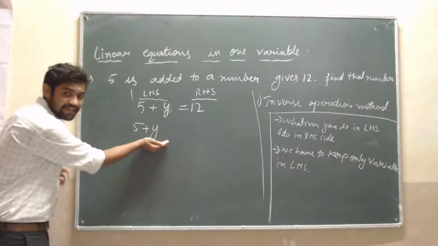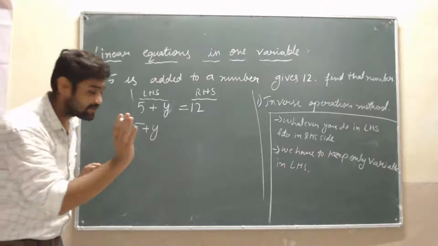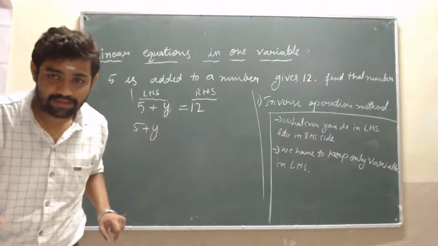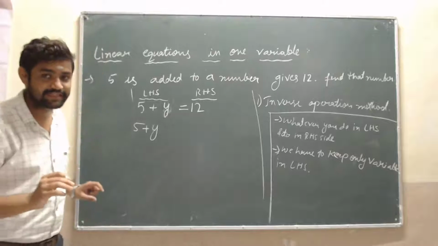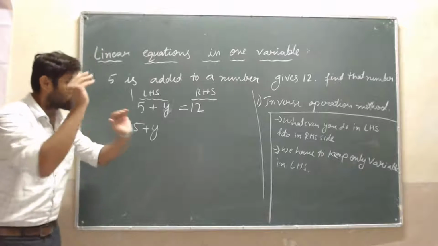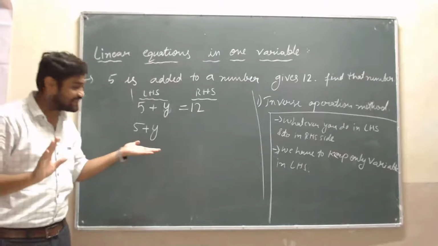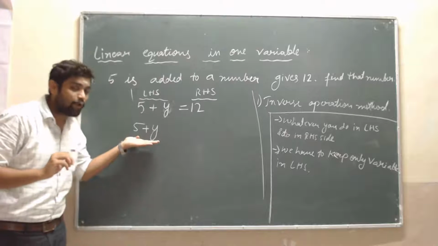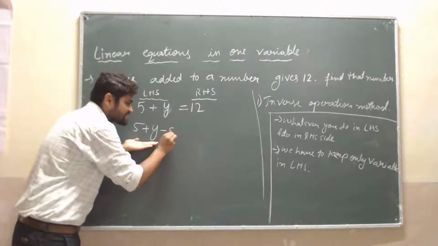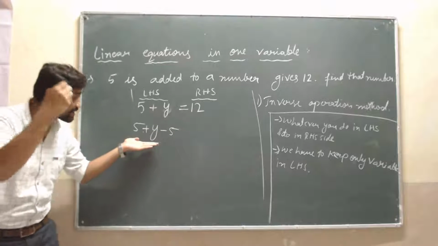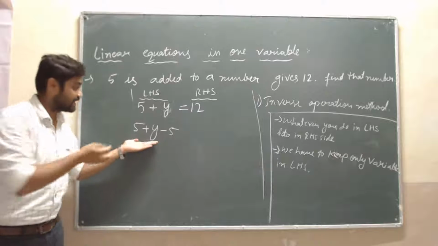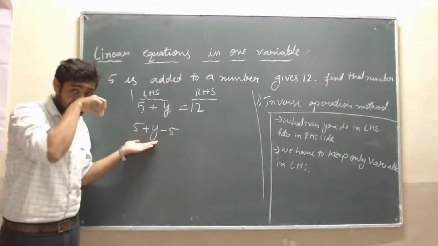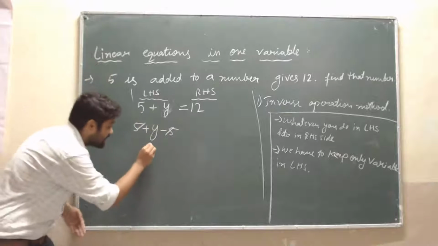We need only y. To have only y, what should I do? Yes, it's okay. See here, y is equal to 1. So we have to keep only the variable on the LHS side. Here the LHS side is 5 plus y. To keep only y, I will do minus 5. Why? Because I want only y, everything else must go. If I do plus 5 minus 5, what will I get? Sir, minus 5 plus 5 get cancelled, and only y remains.